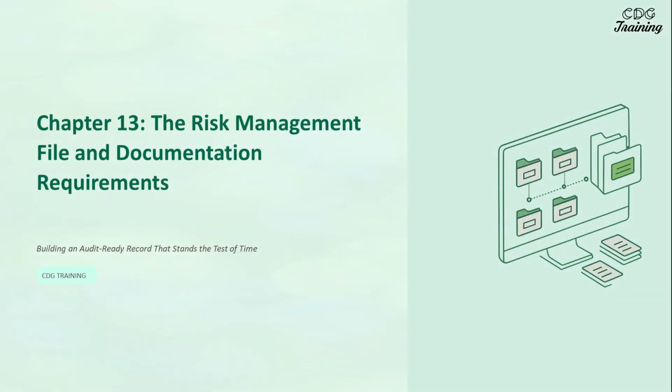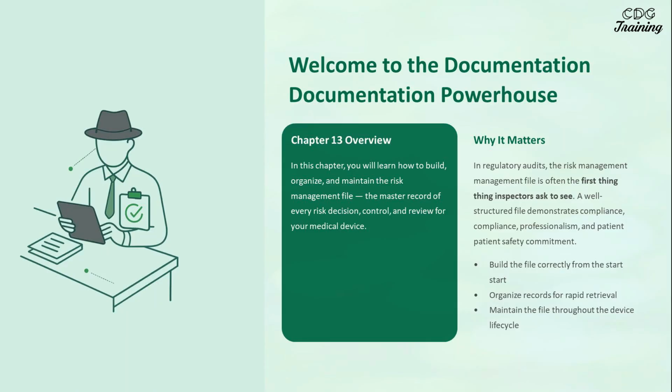Welcome to Chapter 13, where we delve into the essentials of the risk management file and its documentation requirements. This chapter is all about building an audit-ready record that stands the test of time. In this chapter, you'll learn how to build, organize, and maintain the risk management file, the cornerstone of every risk decision, control, and review for your medical device. Understanding its importance is crucial for compliance and patient safety.